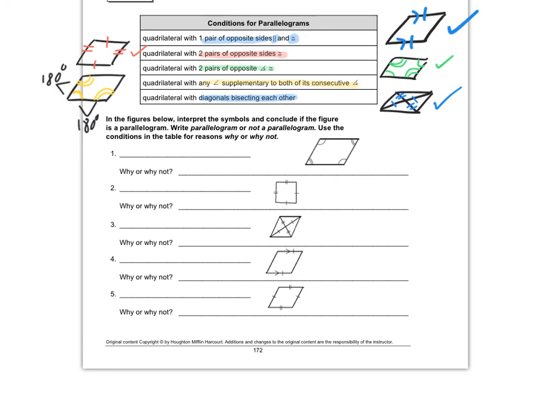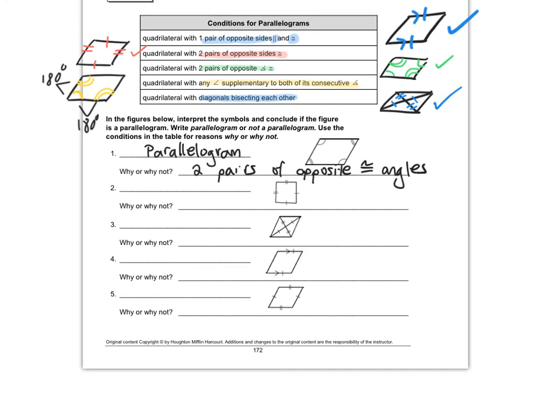So what we want to do here is determine whether or not we can conclude that these quadrilaterals are parallelograms. Are they or are they not? Do we know? Think about it and then write down why or why not. Why don't you take a look at the first one here, pause the video for a second, write your answer, and then hit play when you're ready to see the correct answer.